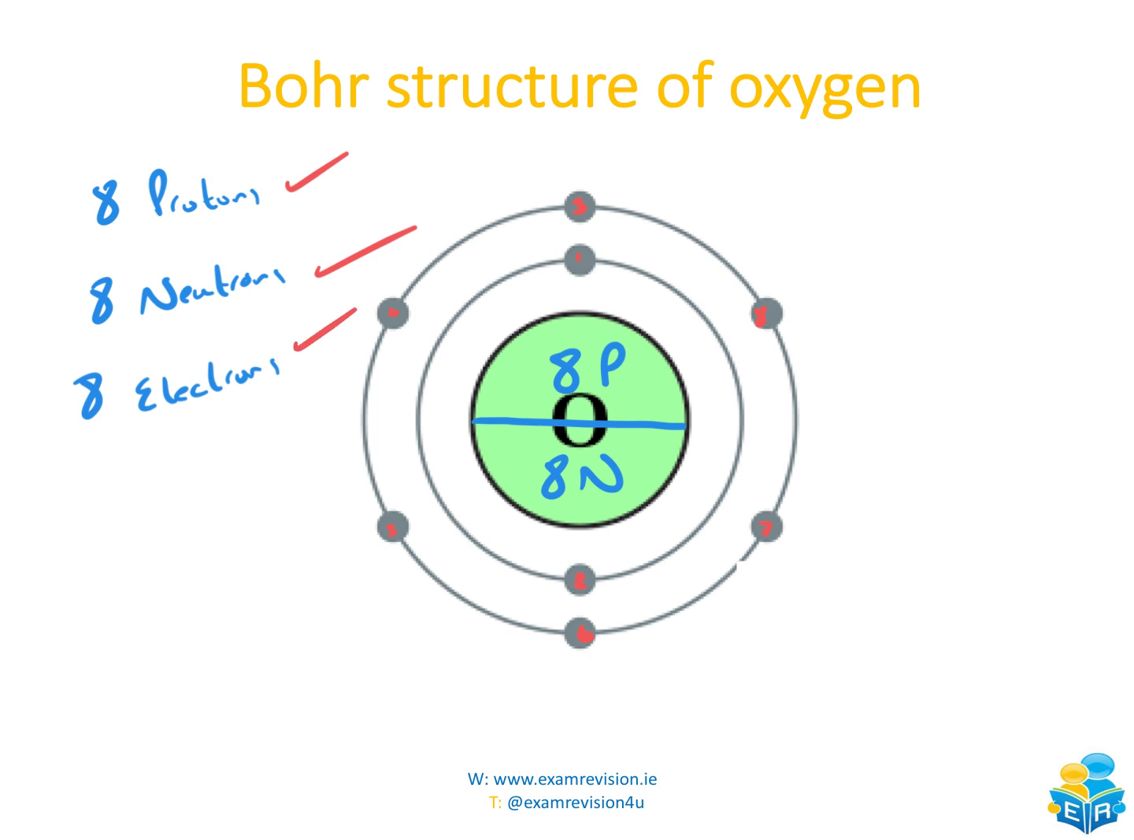Now, instead of numbering them, generally, if you were to draw your Bohr structure, we would label the electrons as E-, okay, because they're electrons and they have a negative charge. So beside each electron, I'm just going to do a little E minus to show that they're electrons and they have a negative charge. And that there is your Bohr structure of oxygen.